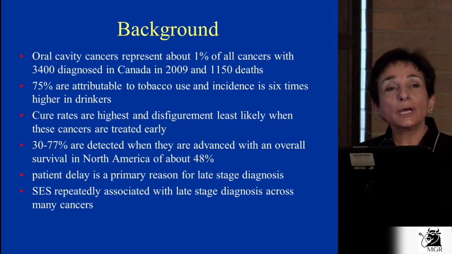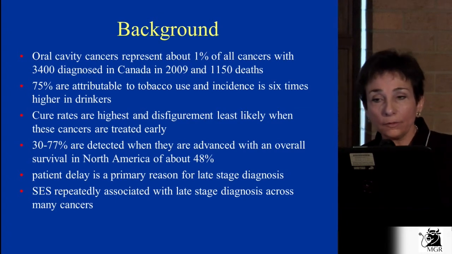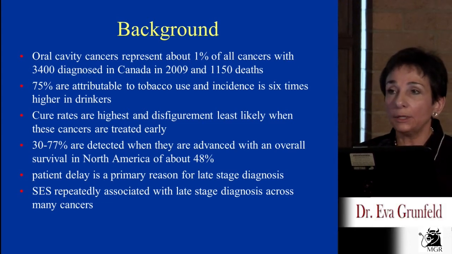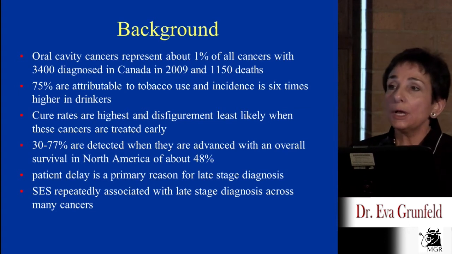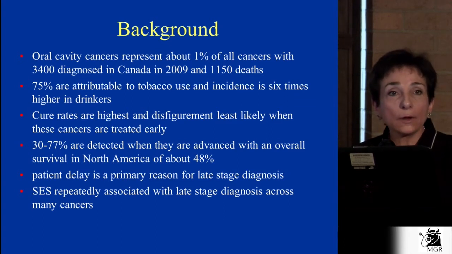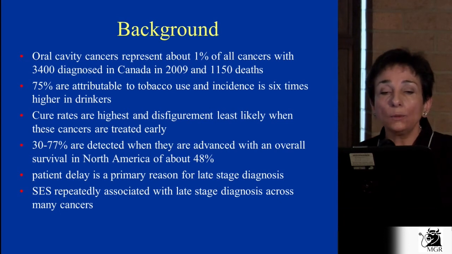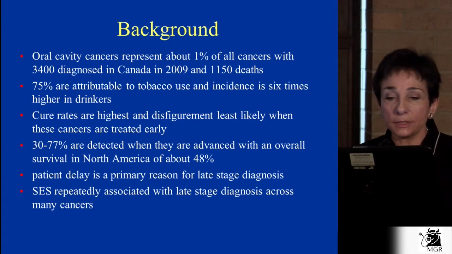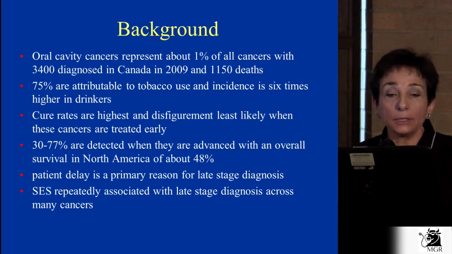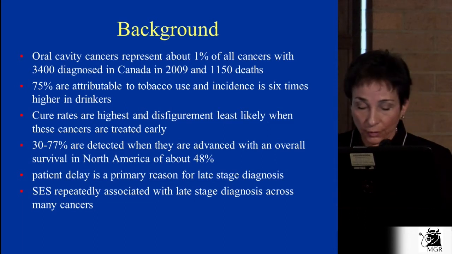So the background here is oral cavity cancers are actually very rare cancers. They represent less than 1% of cancers in Canada and about 1,150 deaths. 75% are attributable to tobacco use, and the incidence is higher in individuals who are heavy smokers. Cure rates are highest and disfigurement least likely when those cancers are treated early. So this is a cancer where it's really important to make an early diagnosis. Nevertheless, the majority are detected with advanced disease, and survival in North America is quite poor. And patient delay has been shown to be a primary reason for late-stage diagnosis.